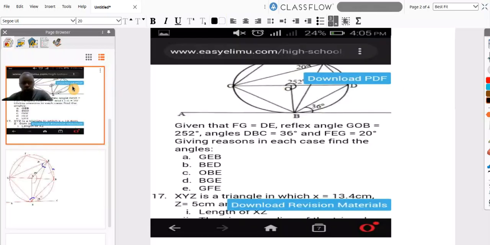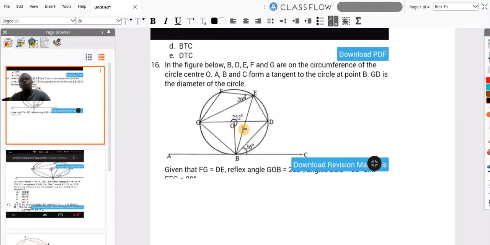Now, we have this question here. In the figure below, B, D, E, F, and G are on the circumference of the circle, center O. A, B, and C form a tangent to the circle at point B. GD is the diameter of the circle. So you have that circle, and then you have different angles formed there. Then you have a tangent.